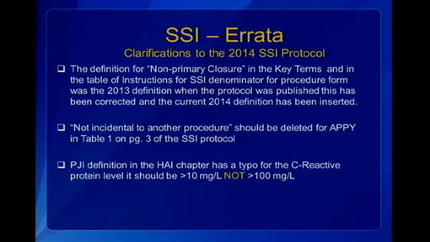Now so it's in one spot, here's the errata I told you about, the three things. Non-primary closure and the key terms and table of instructions, please go reprint it. It's correct. That's in there now, so I want you to have the correct definition. The not incidental to another procedure should be crossed out from Table 1 next to API. And that PJI definition, your C-reactive protein should be greater than 10, not greater than 100.